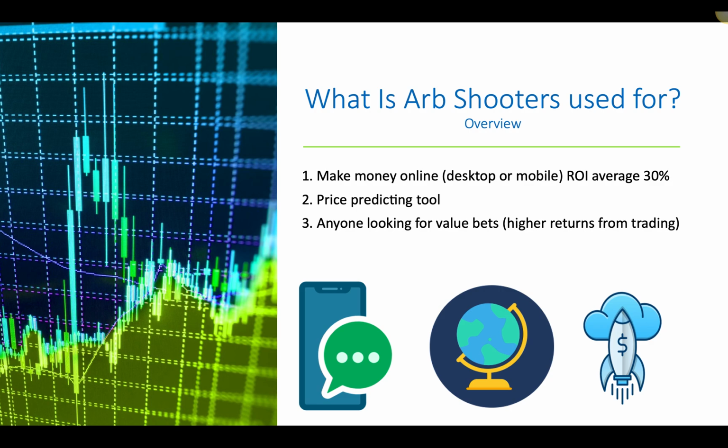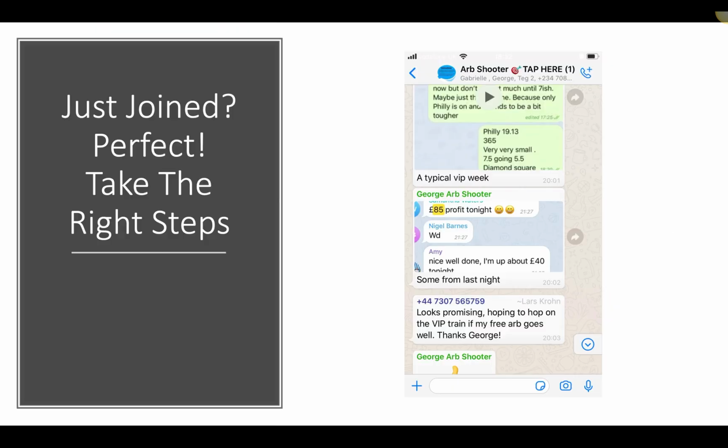It's also used as a price predicting tool, which is essential for people that want to gauge how well or how bad the sports markets are looking. And finally, this is also used by people who are looking for extremely good value bets. And by value bets I mean people that trade in sports and want to get a higher return when they're placing their bets, better value essentially.